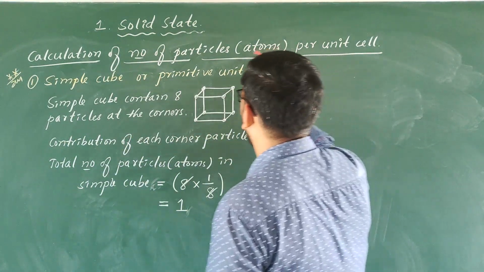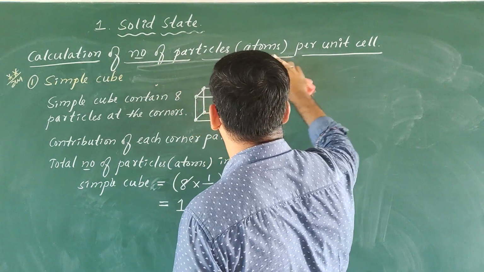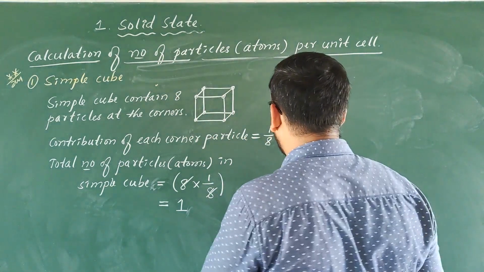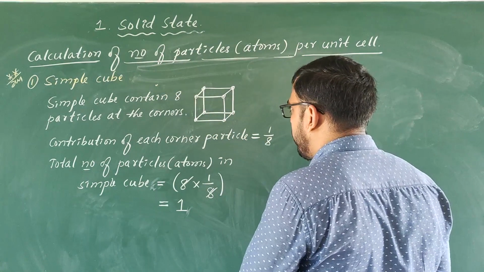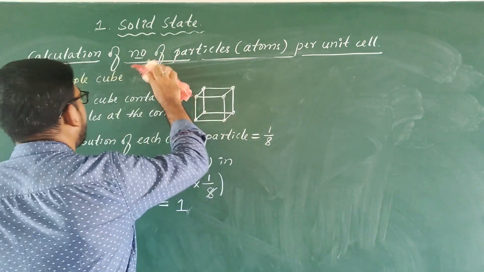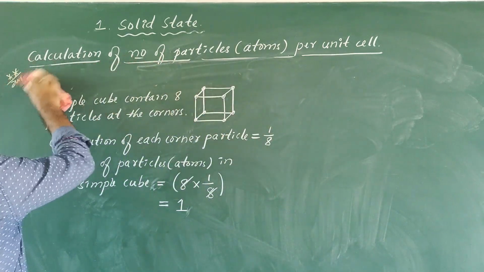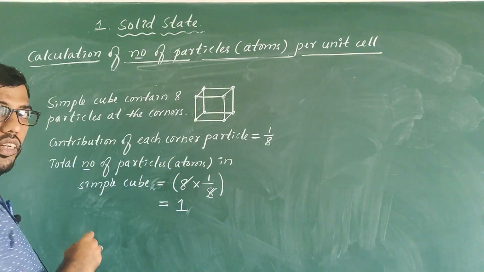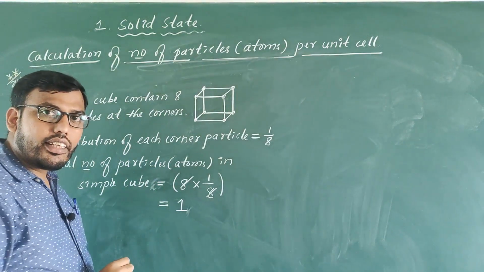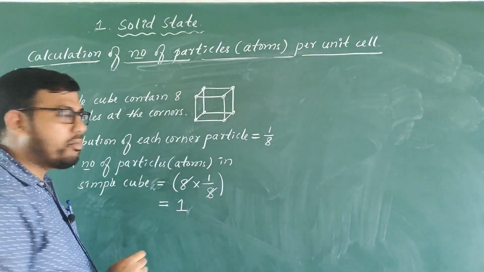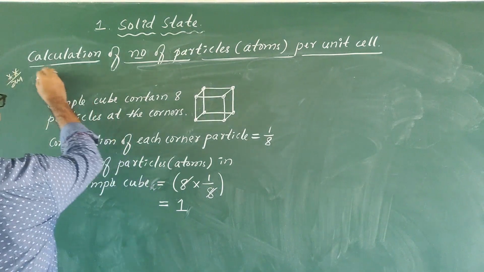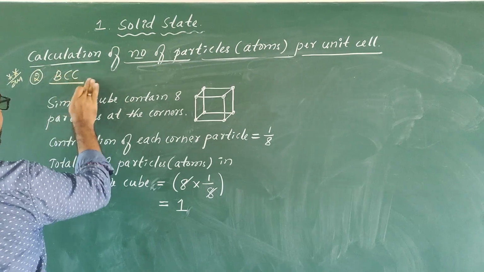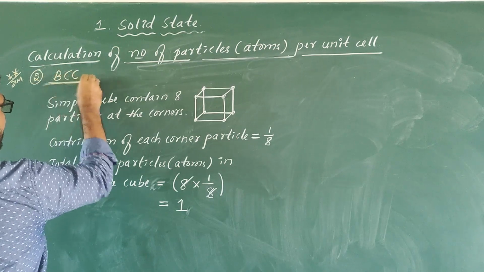Next, coming to the calculation of the number of particles per unit cell of BCC, body centered unit cell. Now let us calculate the number of particles or atoms per unit cell of BCC. So BCC in the sense body centered cubic unit cell or body centered unit cell.